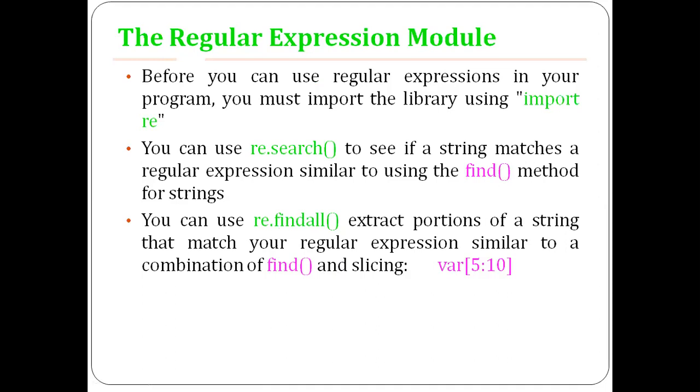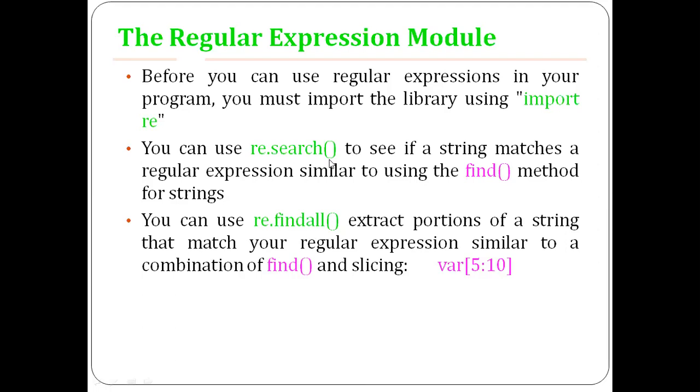So in the first case, what you are doing is searching for the first occurrence of the given regular expression, the string which is going to meet the regular expression. Whereas in the case of the second one, that is findall, you are extracting all the strings which are going to meet the regular expression. This is the difference between search and findall. That is, you can use re.search to see if a string matches a regular expression, similar to using the find method for strings, right?